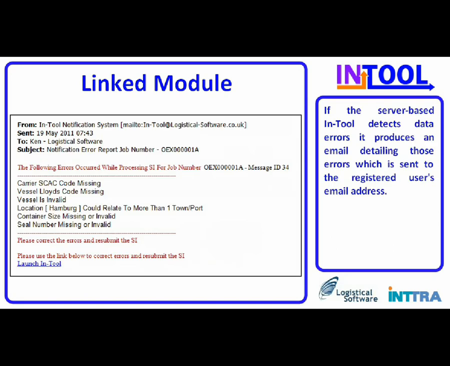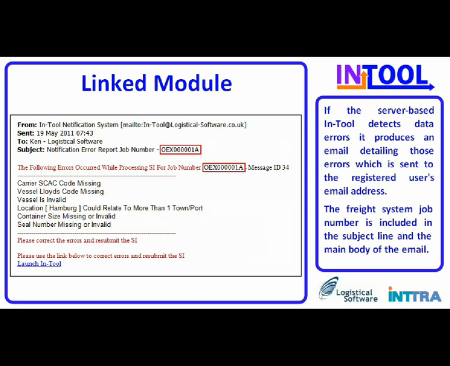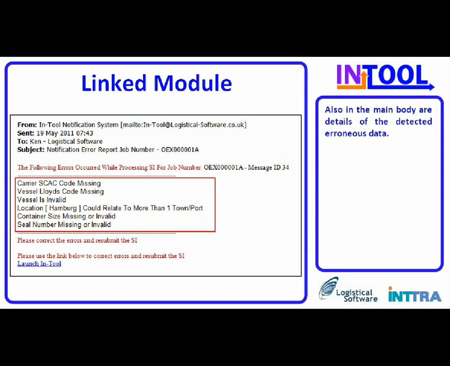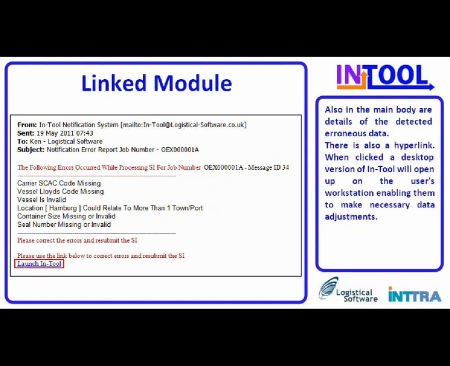If the server-based Intel detects data errors, it produces an email detailing those errors, which is sent to the registered user's email address. The freight system job number is included in the subject line and the main body of the email. Also in the main body are details of the detected erroneous data. There is also a hyperlink.